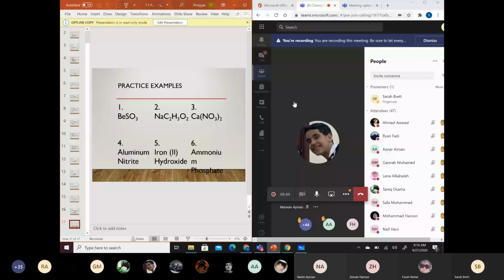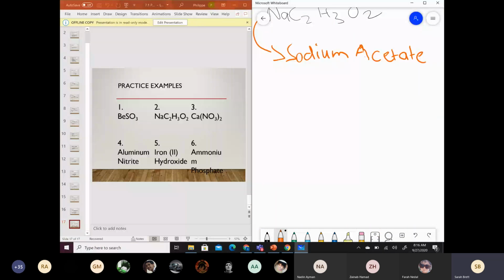Thank you. Now, we need to do a little bit more when we are finding the formula. So we're going to look at aluminium nitrate.